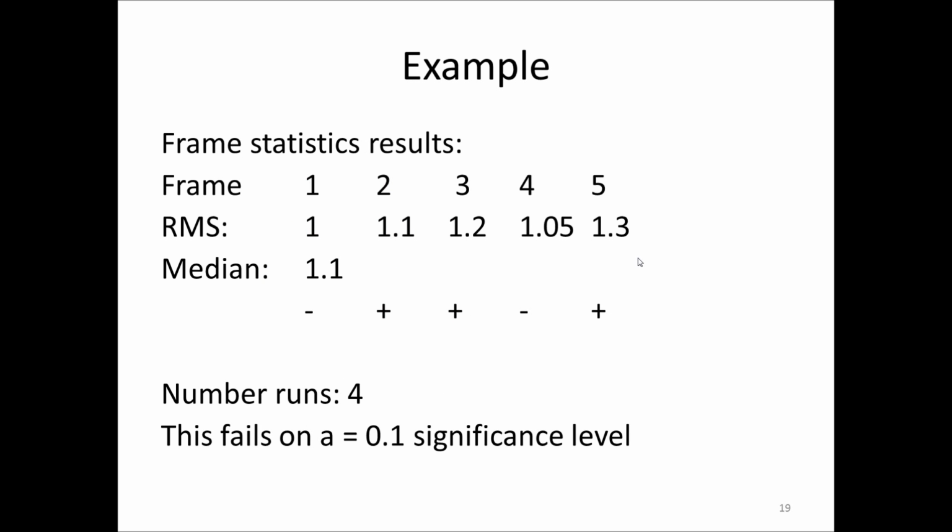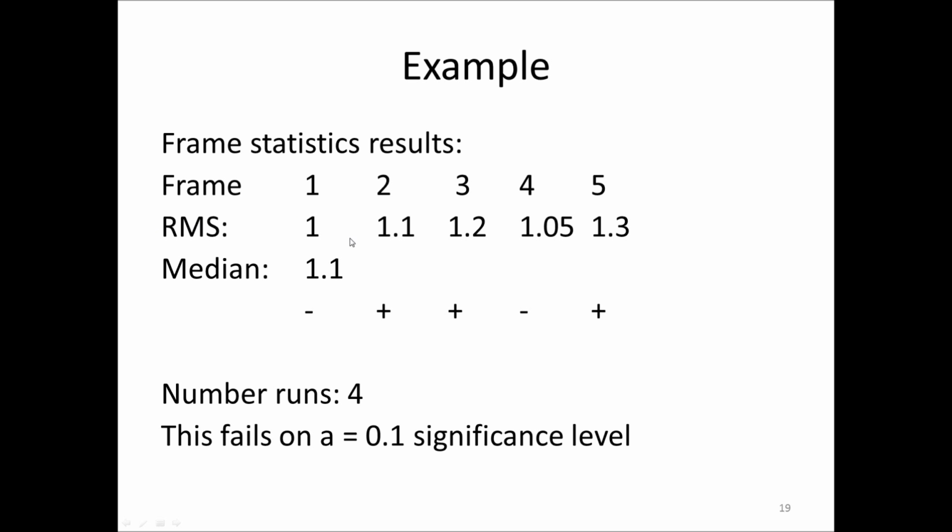Here's an example of a runs test. Same values as before. The median in this case will be 1.1, and we then compare the number 1 to the median. It's smaller, so a minus sign. 1.1 is larger than or equal to, so we set it to a plus. 1.2 is larger, so a plus. 1.05 is smaller, so minus. And 1.3 is larger than the median, so a plus.